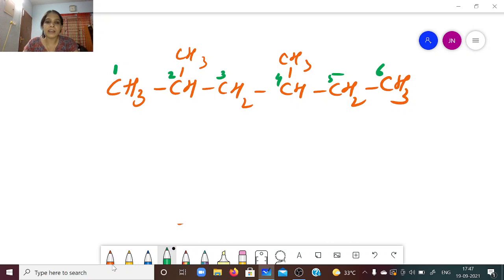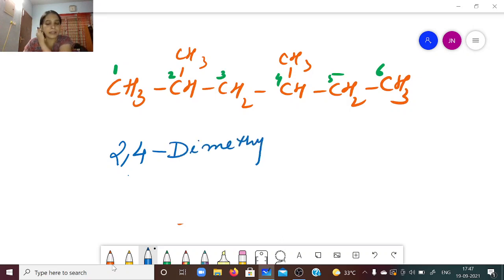So, how will we count? And both are same. So, the third rule we should apply. So, I can write 2, comma 4. I should write here 2, comma 4. Put a hyphen, dimethyl. So 2,4-dimethylhexane. See, so instead of writing 2-methyl, 4-methyl, I am writing 2,4-dimethylhexane. This is the name of this.